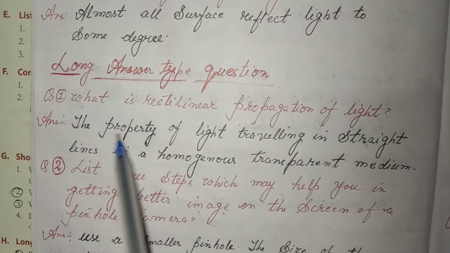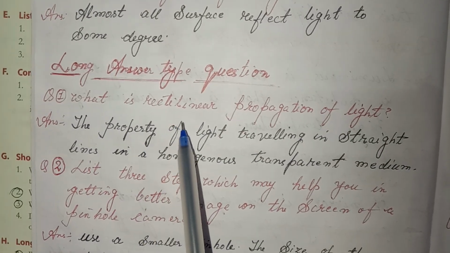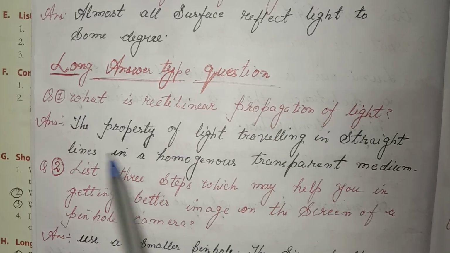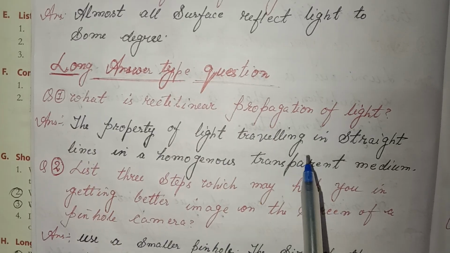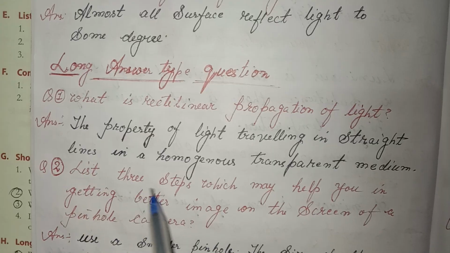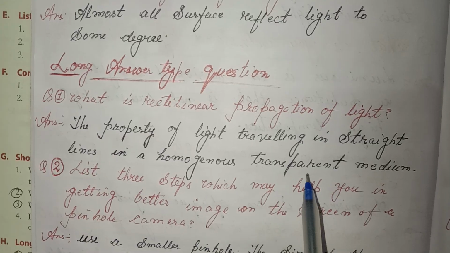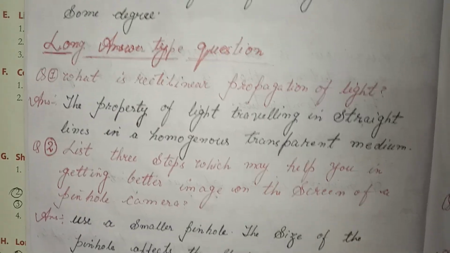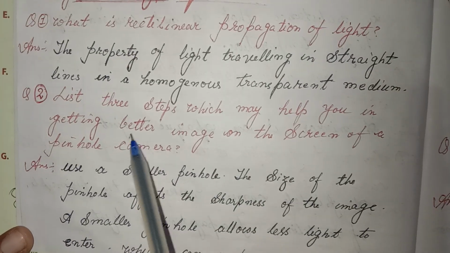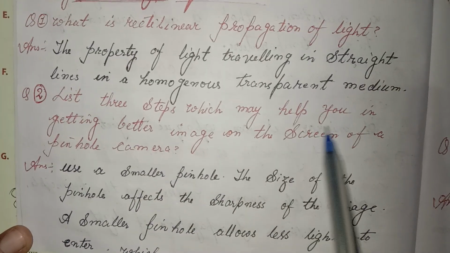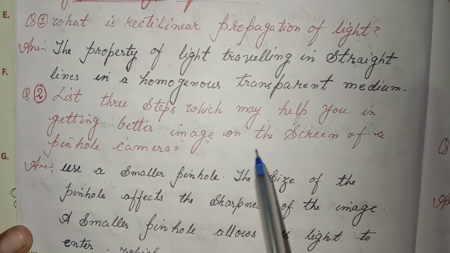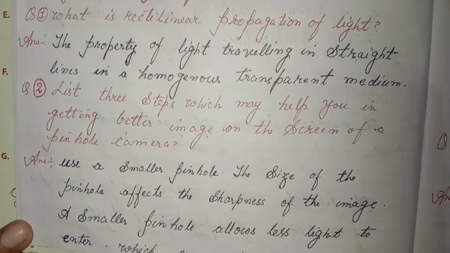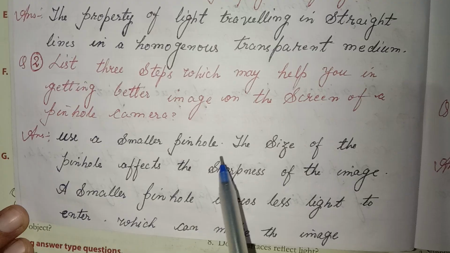Long answer type questions. What is rectilinear propagation of light? Answer, the property of light traveling in straight lines in a homogeneous transparent medium. Second question, list three steps which may help you in getting a better image on the screen of a pinhole camera. Answer, use a smaller pinhole.